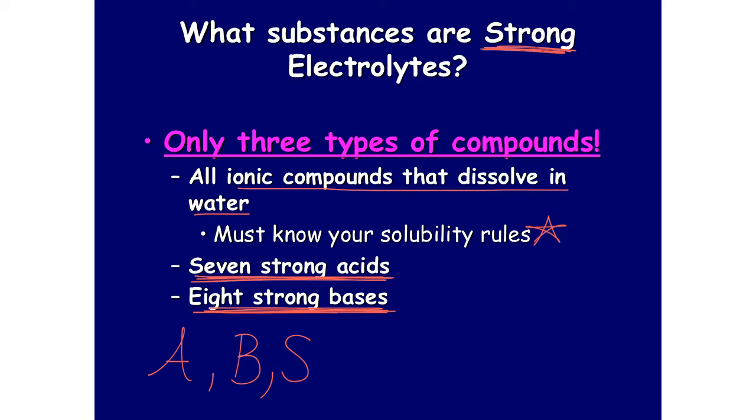Strong electrolytes are ones that ionize completely in solution. So that would have to be your strong acids, strong bases. Not any of the weaker ones. Those would be weak electrolytes. So strong acids, strong bases, soluble ionic compounds are our strong electrolytes.